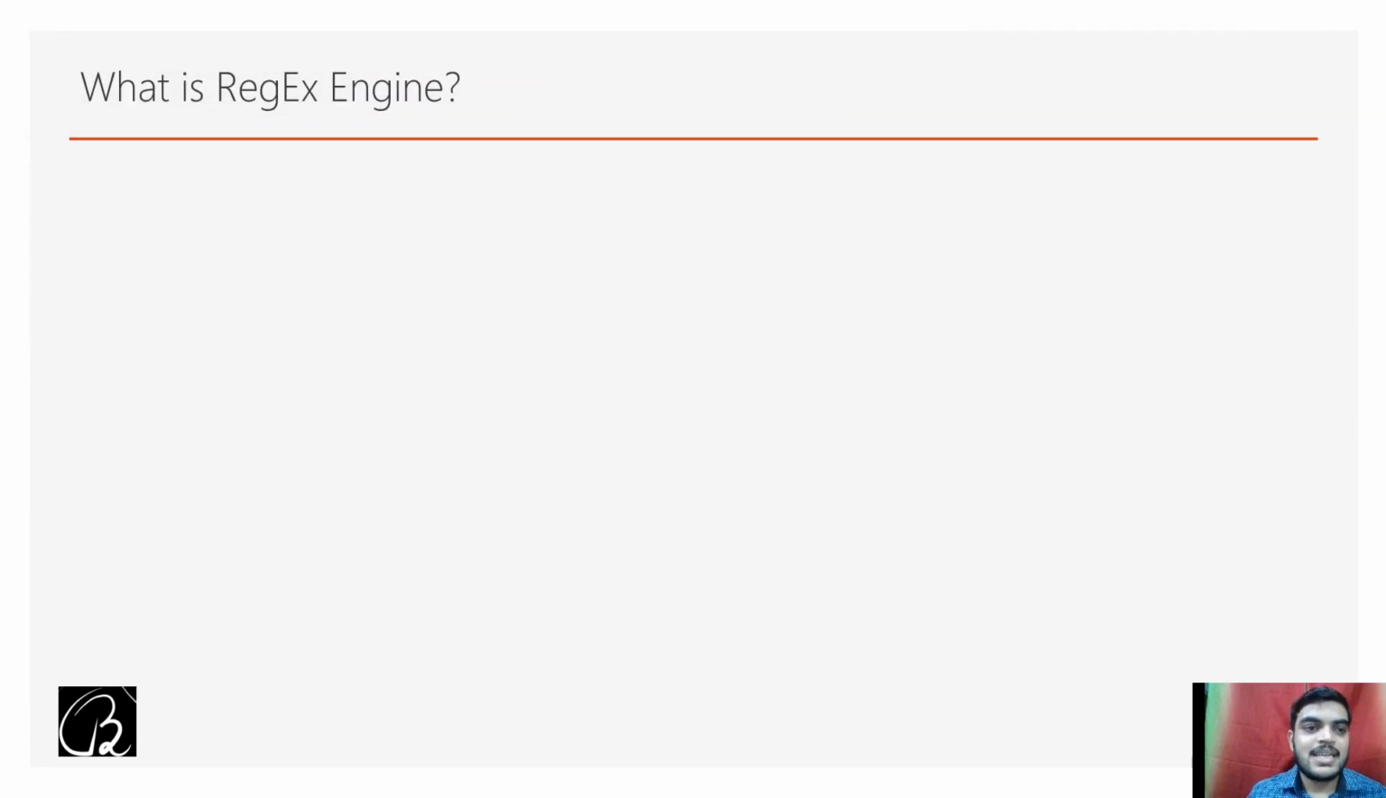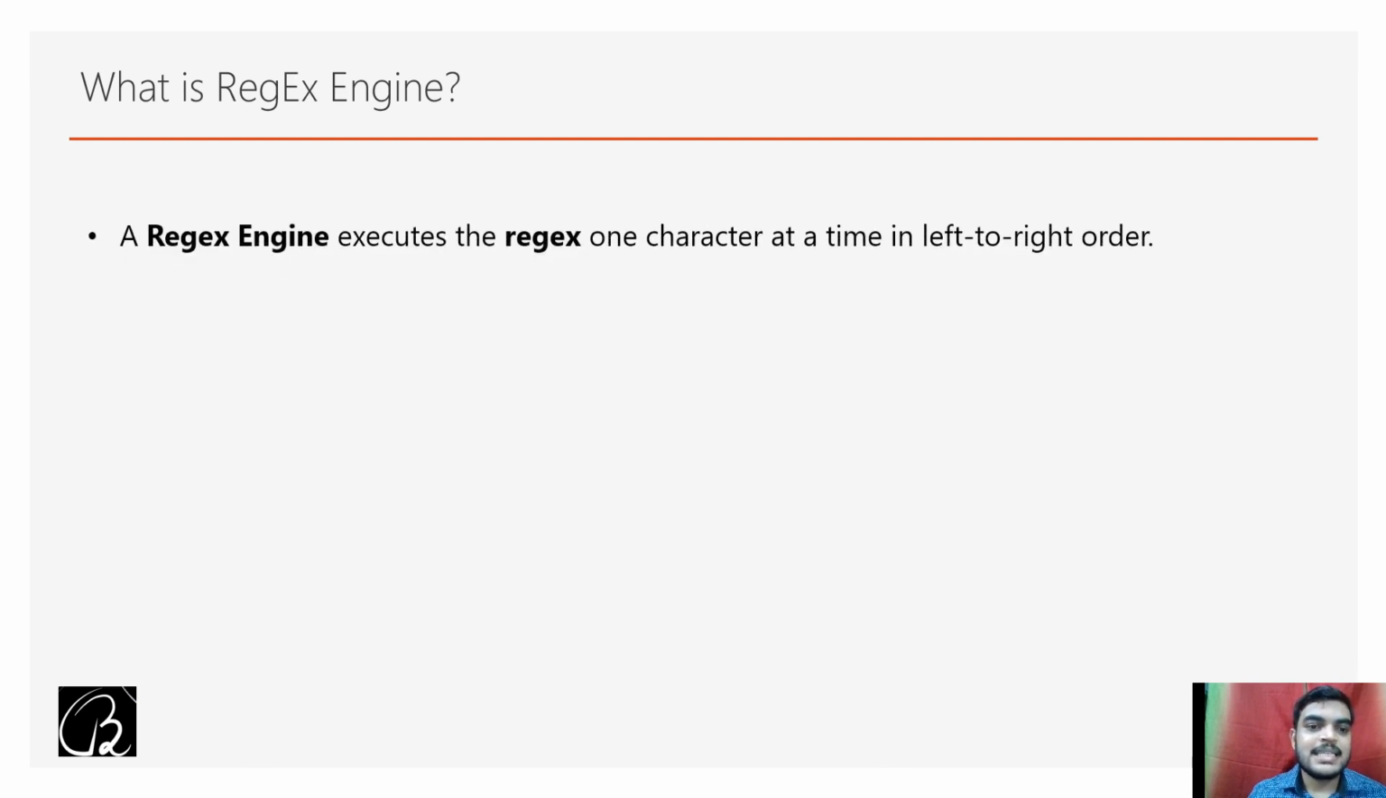Alright, now let's understand what we mean by RegEx engine. Basically a RegEx engine is something which is responsible for executing a regular expression pattern. It executes the regex one character at a time in left to right order. Now let's understand the exact flow with the help of a flow diagram. At first we have a regular expression pattern, as you can see on the left side, right? So we have a regular expression pattern.